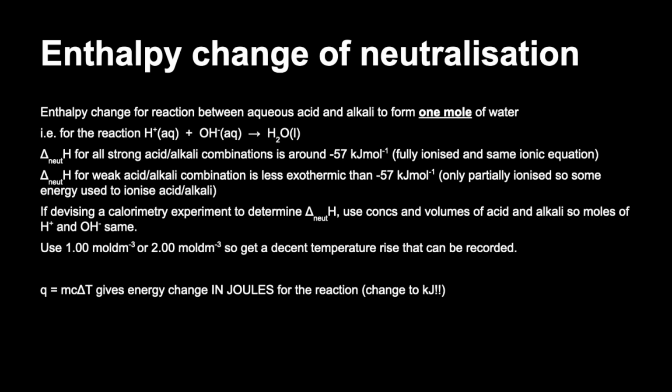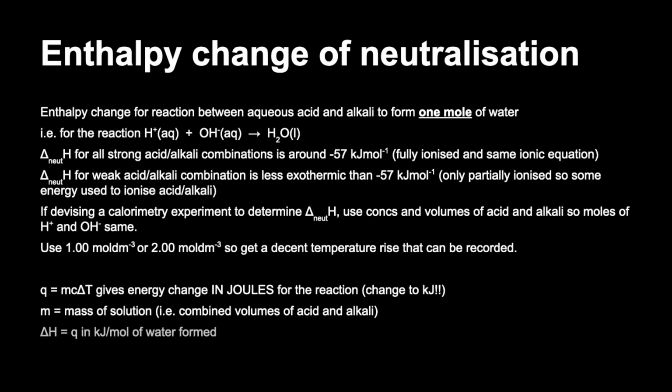Change it straight away into kilojoules. The M is the mass of solution, and it's the combined volumes of the acid and alkali. So if you use 35 cm cubed of each chemical, then the mass of the solution is going to be 70 grams.